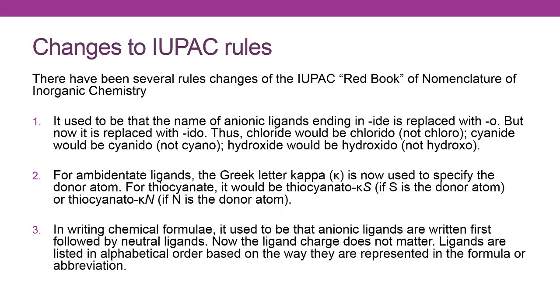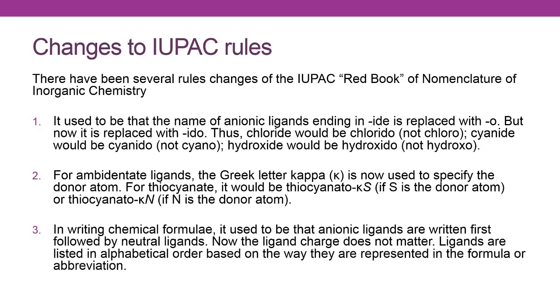The second change is for ligands which are ambidentate. In the old rules, you would specify which atom is coordinated to a metal by putting a dash followed by the letter of the coordinated element. For example, thiocyanate ligand coordinated through an N will be named thiocyanito-N. In the new rules, you have to include the Greek letter kappa before the letter of the donor atom. So instead of thiocyaneto-N, it becomes thiocyaneto-kappa-N.